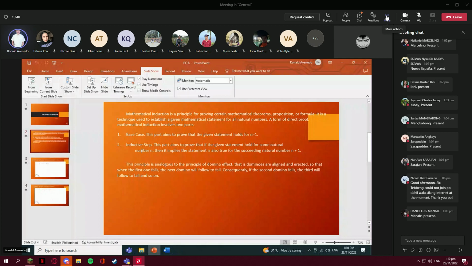It could be for n equals 1, n equals 2, n equals 3, or up to what value of n we're going to try to prove that the statement is true. For the second step, the inductive step, this part aims to prove that if the given statement holds for some natural number n, then it implies the statement is also true for the succeeding natural number n plus 1. So in the second step, you are going to show that it is true for the succeeding possible terms. Di ba? Last time we had series, then we were looking for patterns.